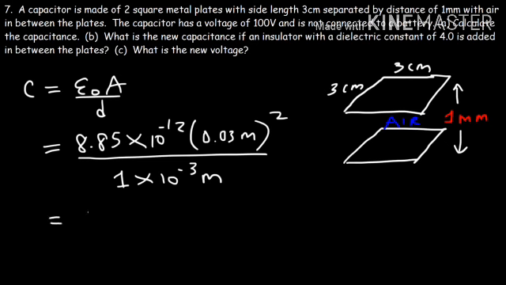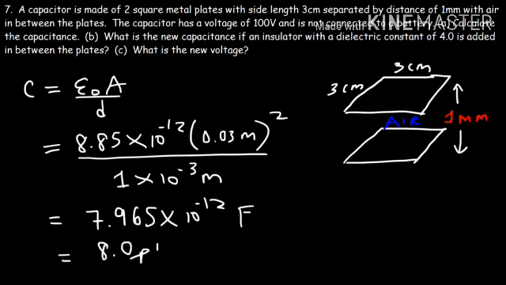So you should get 7.965 times 10 to the negative 12 farads. Now a picofarad is 10 to the minus 12 farads. So you can round it and say it's about 8.0 picofarads.